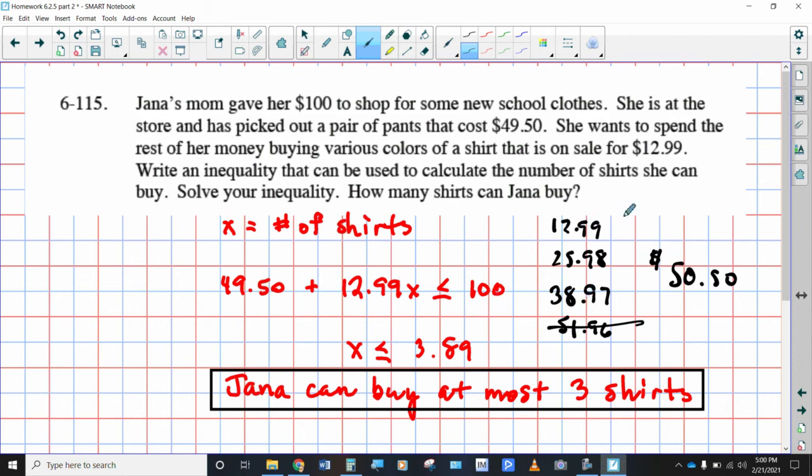Okay? So this is doing the problem without solving it algebraically. But to solve it algebraically, remember, we subtracted $49.50 from 100. So 49.50 subtracted from 100, that's how we got the $50.50. And then when you take that and divide it by 12.99, that's how you would get this as your answer, 3.89, which probably rounds off. But she's not going to buy 89 hundredths of a shirt, so she would have to stop at 3. And this kind of explains that 4 won't work, but 3 does.